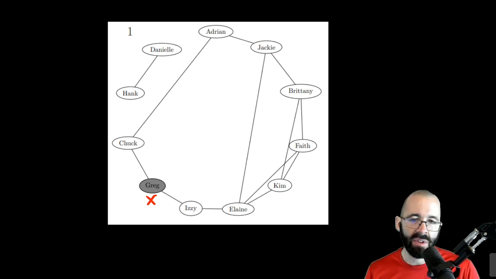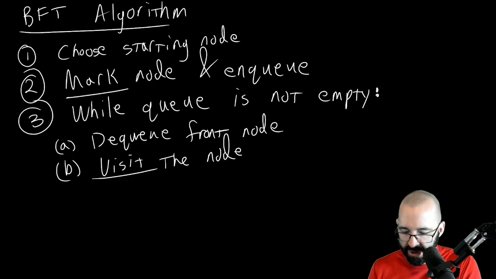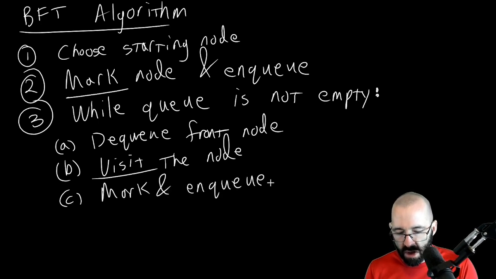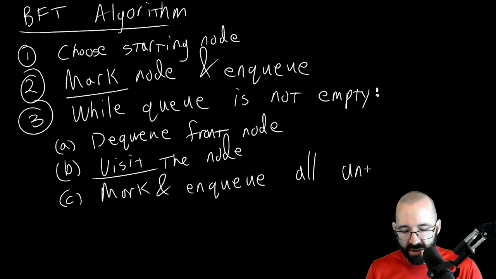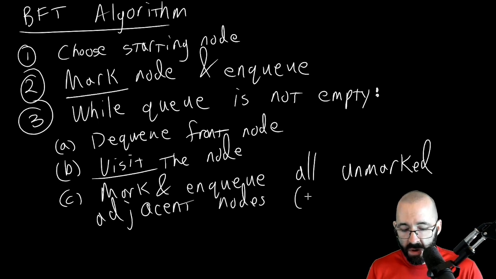So in this case, we're not really doing very much. We're just going to go through and see all the nodes. And then step C is going to be mark and enqueue all unmarked adjacent nodes. Order doesn't matter.